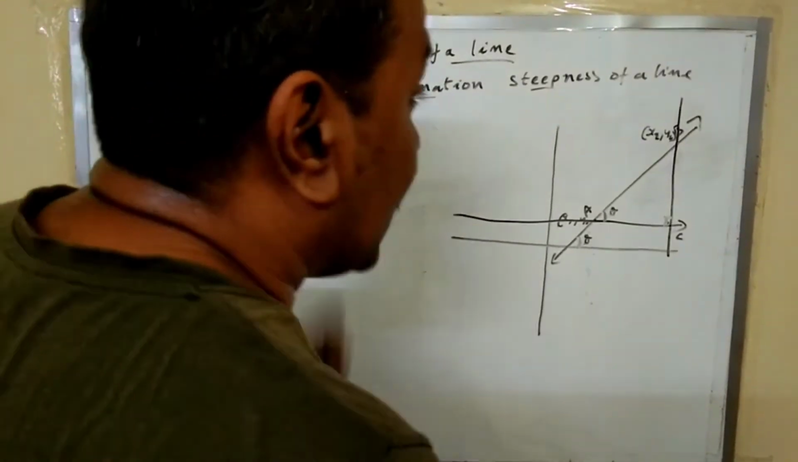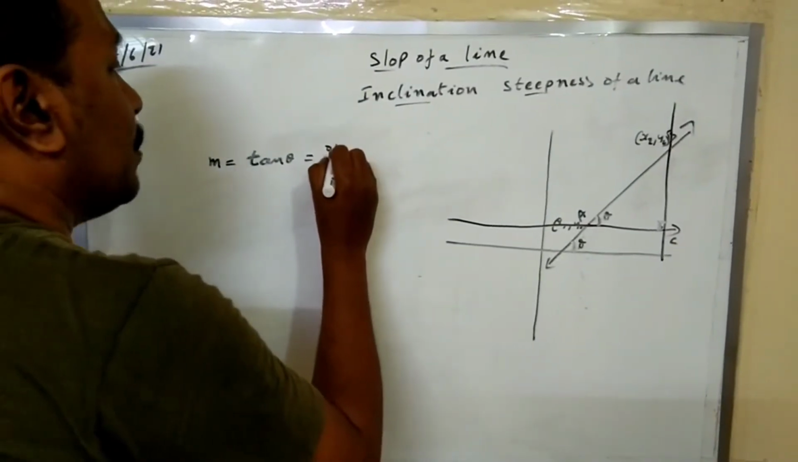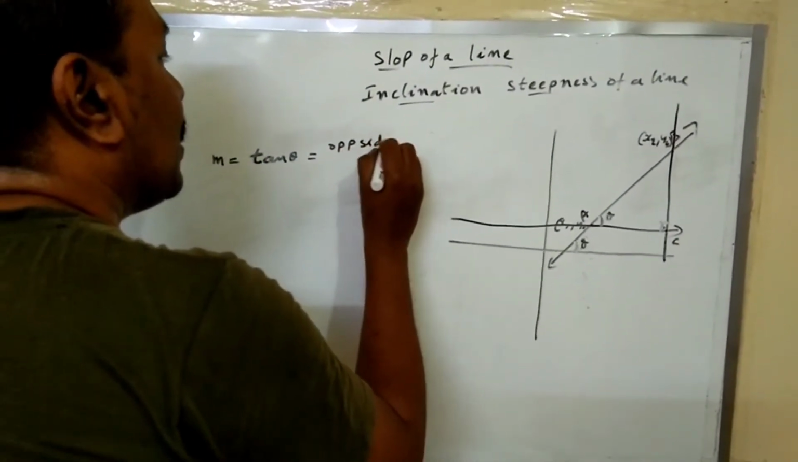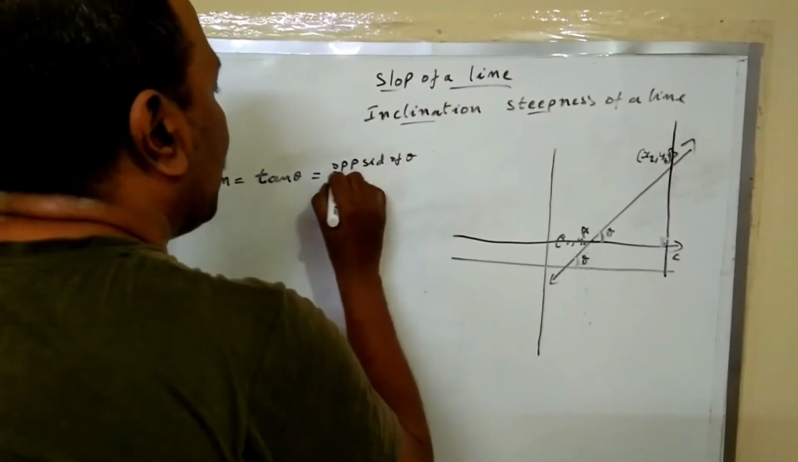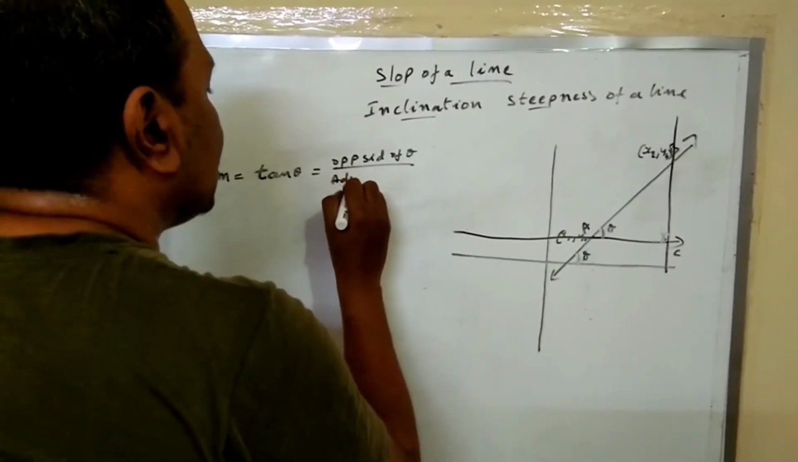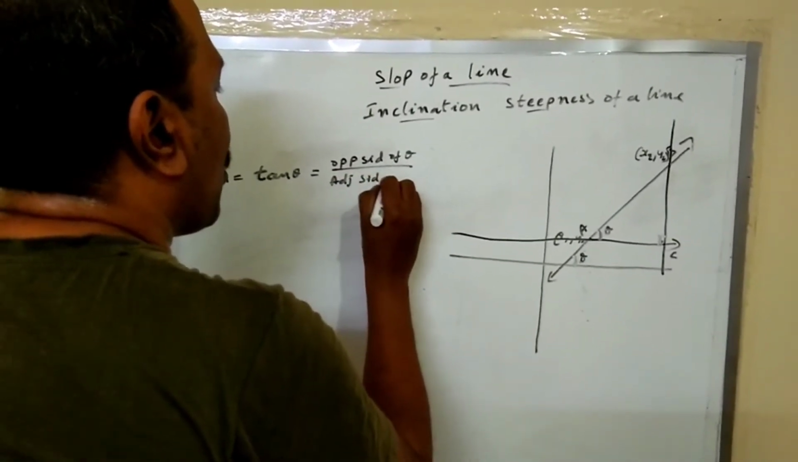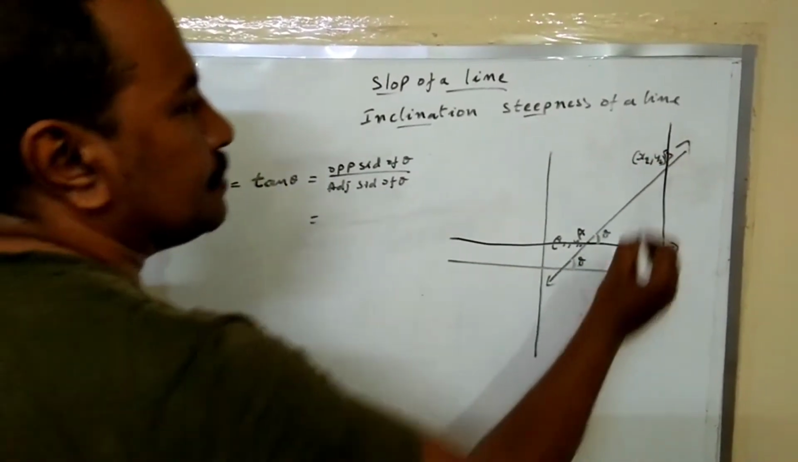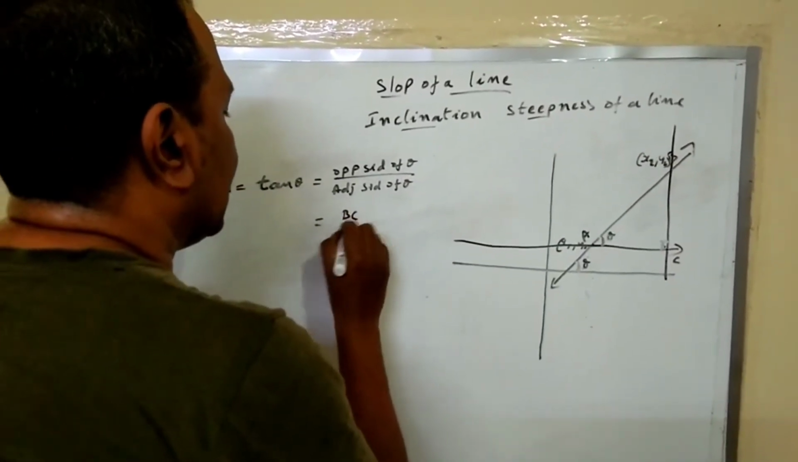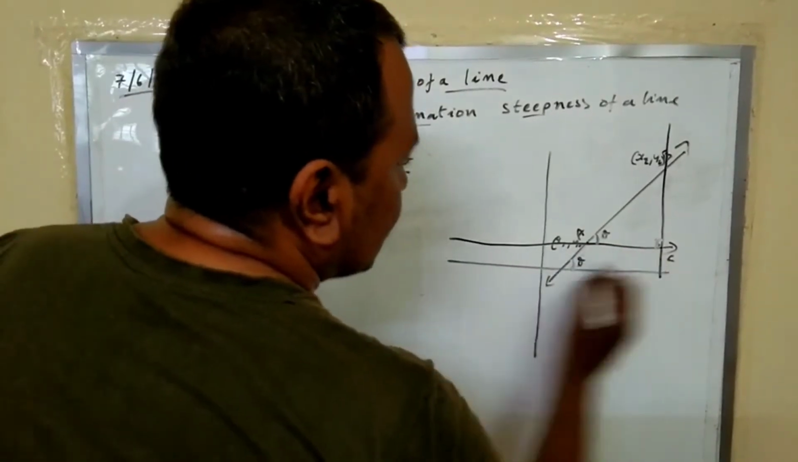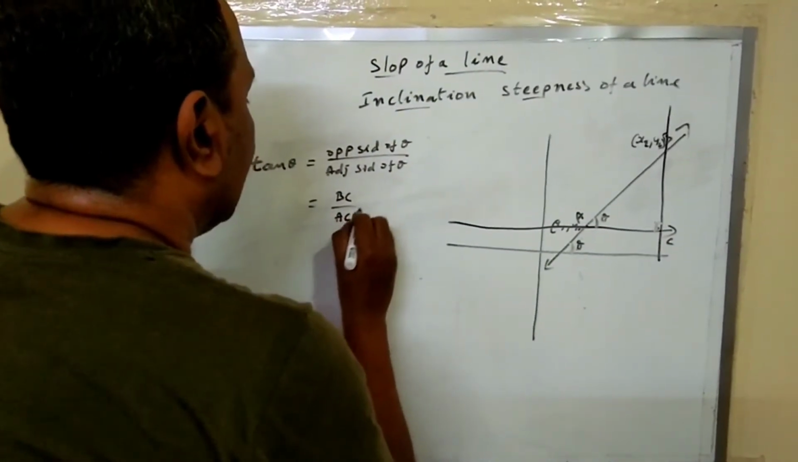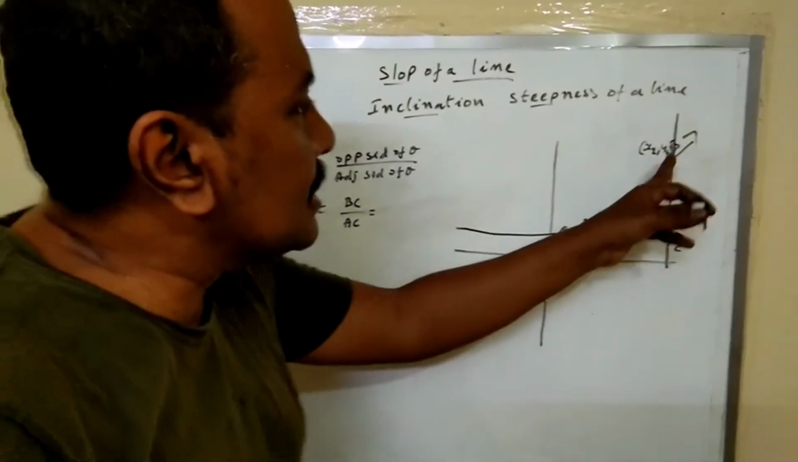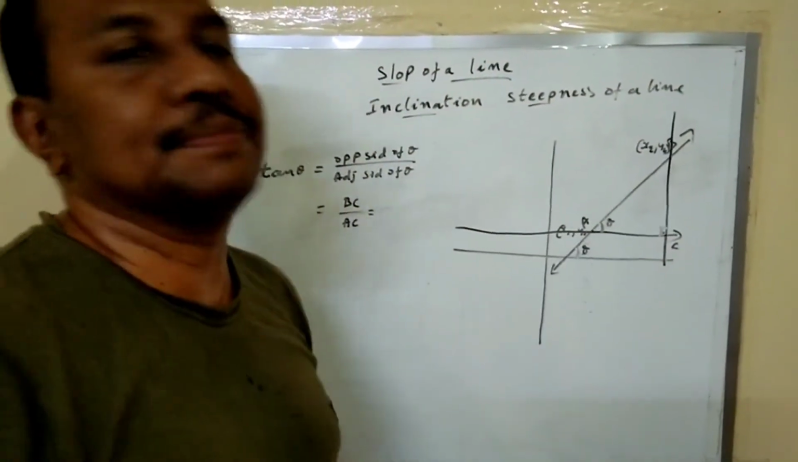Okay, what is tan theta? Tan theta is equal to the opposite side of theta by the adjacent side of theta. What is the side opposite to theta? BC. BC by, this is the adjacent side, AC. Now we need to find the distance BC and the distance AC.